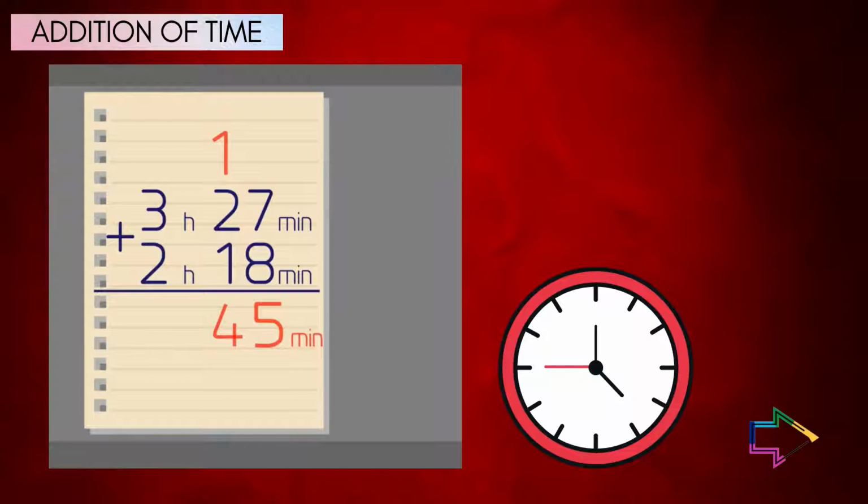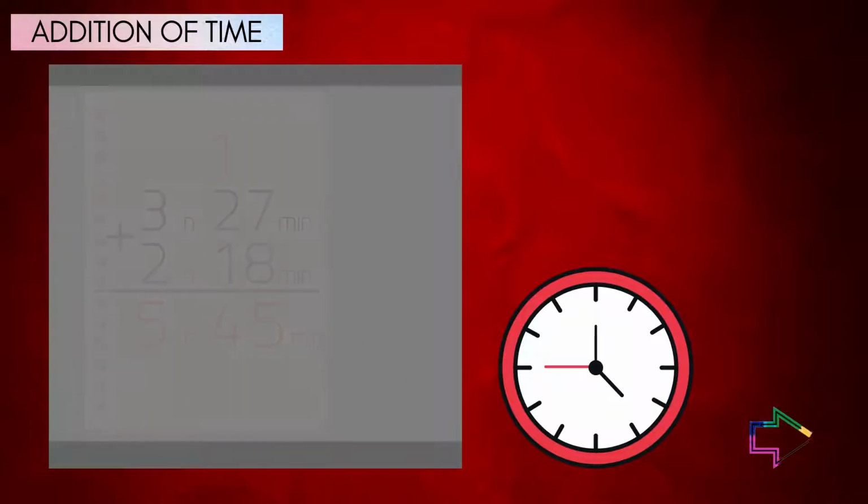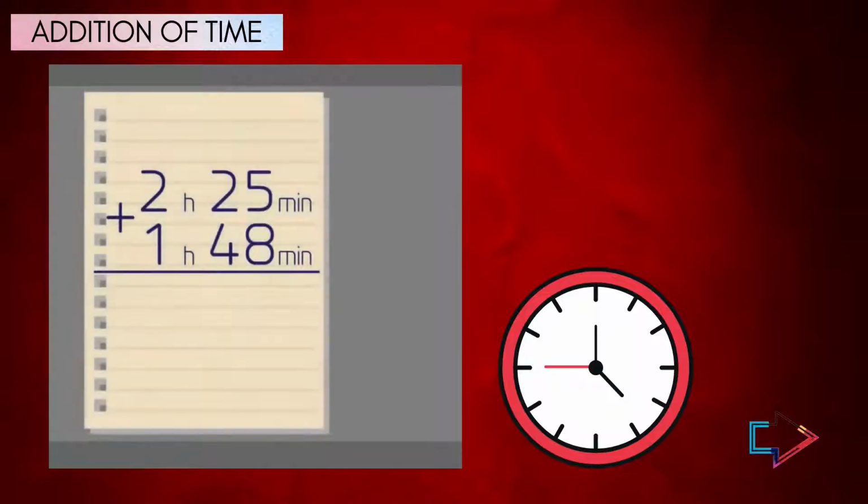Now we need to add the hours column. 3 plus 2 equals 5 hours. So the answer is 5 hours and 45 minutes. Let's try another example.